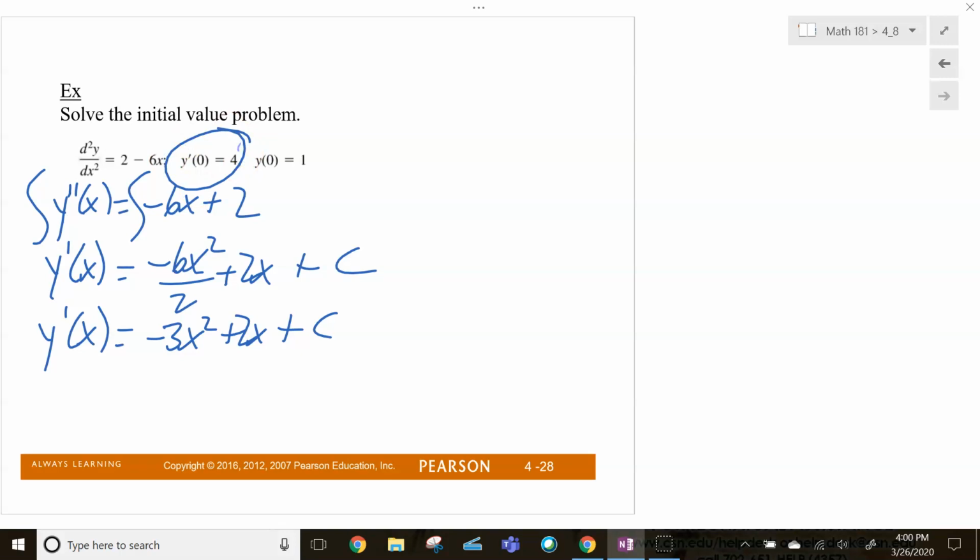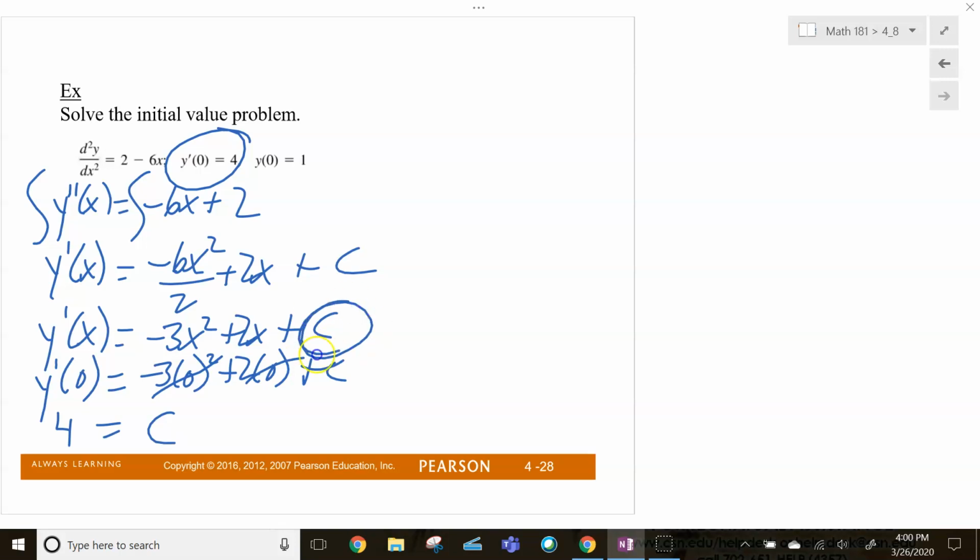And then they say, hey, I'm giving you two values here. The first derivative at 0, y prime at 0, is 4. So let's let 0 go in for x. That's gone, that's gone. Looks like our constant is 4, right? So y prime of x is negative 3x squared plus 2x plus our constant, which we now know is 4.